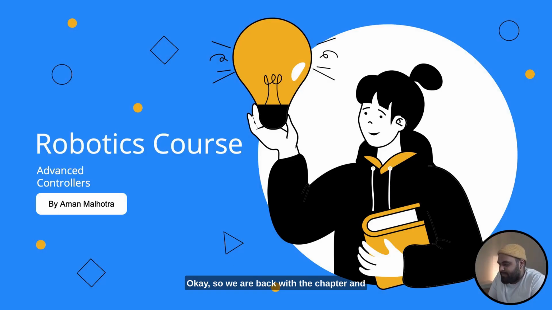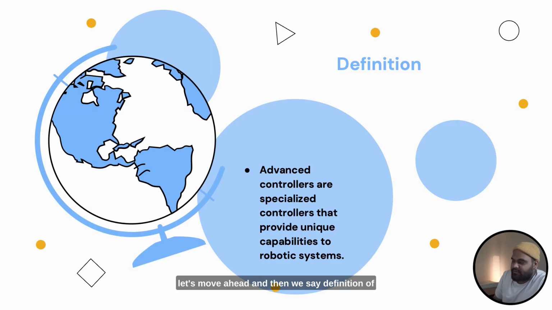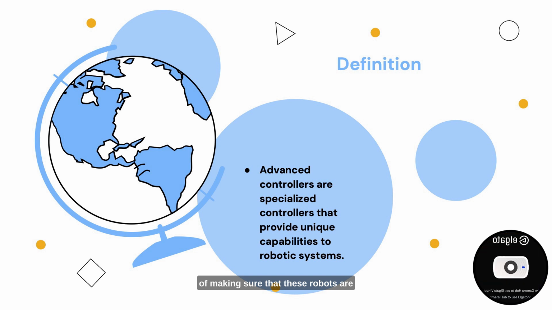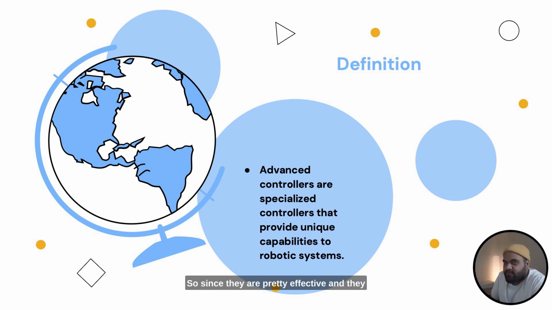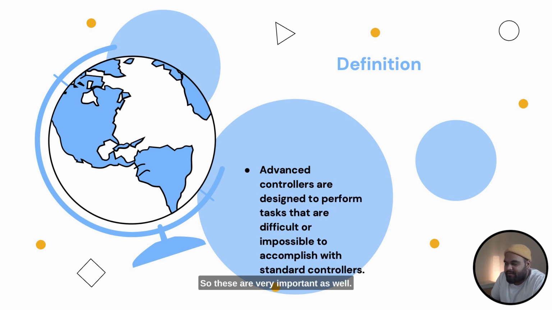Okay, so we are back with the chapter, and let's move ahead. The definition: advanced controllers are specialized controllers that provide unique capabilities to robotic systems. Essentially, all of these controllers are very unique, and all of them are very important for robots to have proper capability. If the robot does not have the capabilities to make sure it is working, then it is not really useful. They are quite complex, but they make the robotic system much more advanced and much more reliable. So these are very important as well.